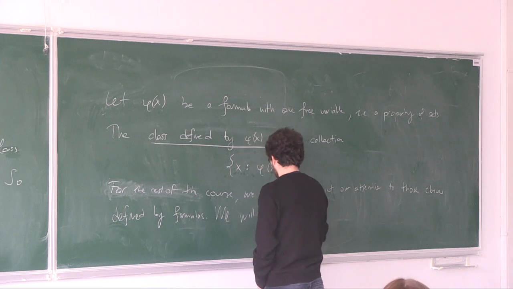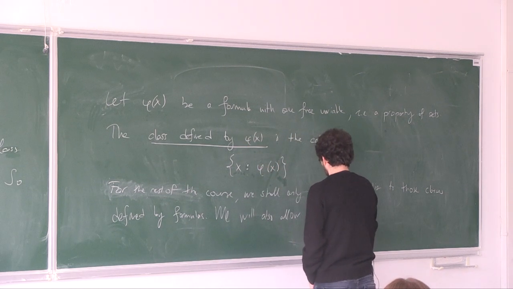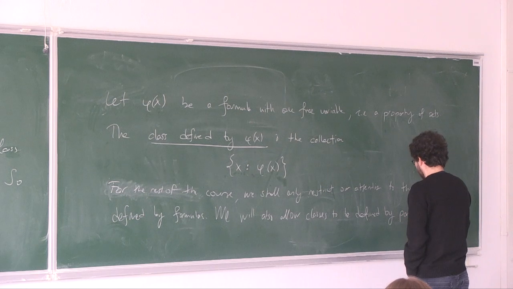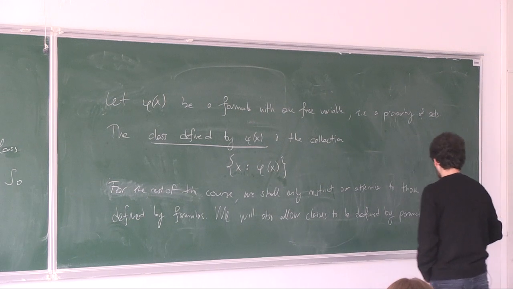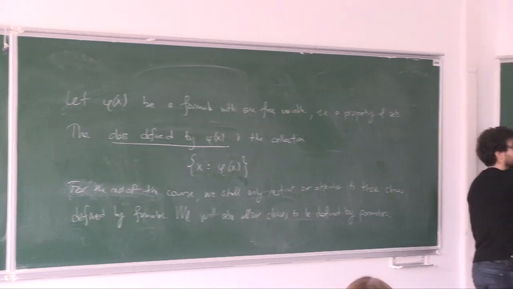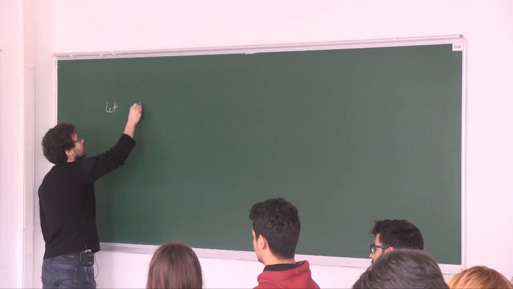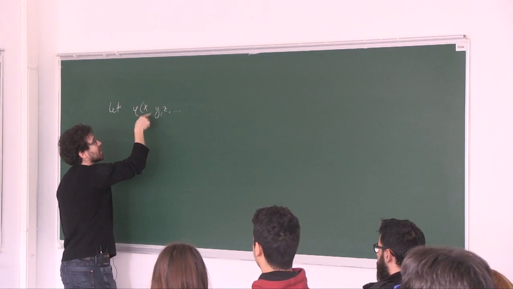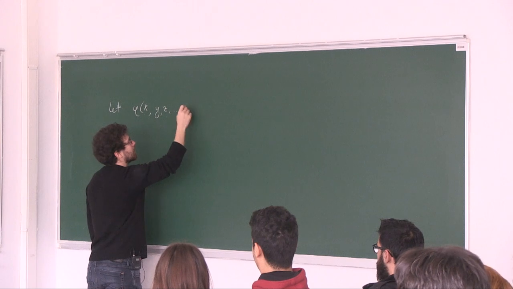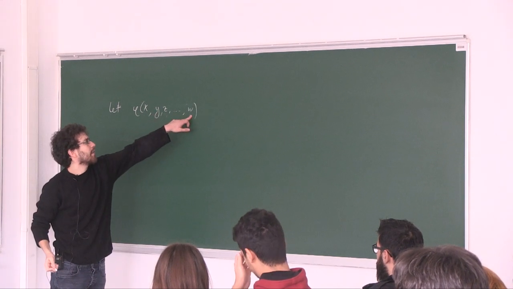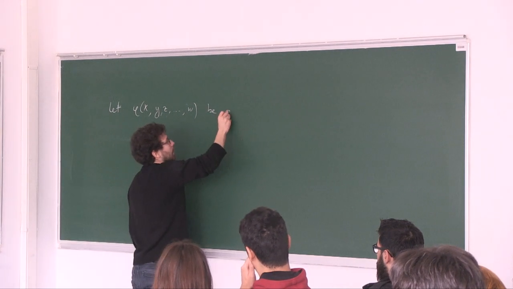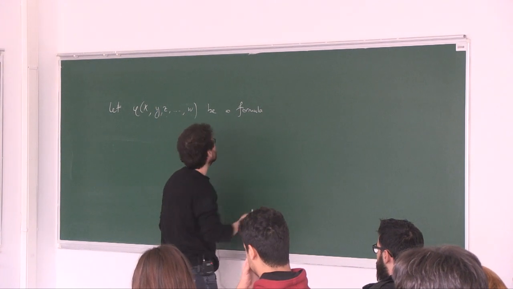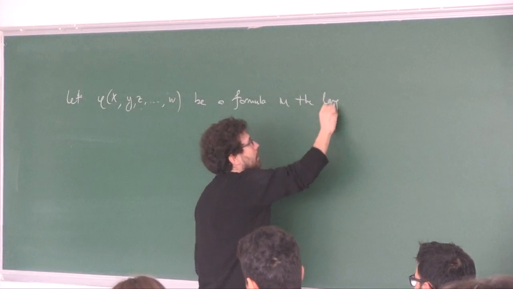We will also allow classes to be defined by parameters. What do I mean by that? Let me write it over here. Let phi of x, y, z, dot dot dot, let's go up to some letter, I don't know, I'm just going to make it up, w. I don't care how many variables there are. So let this be a formula. It has many free variables, okay? I don't care how many. It can be arbitrarily many, in the language of set theory.